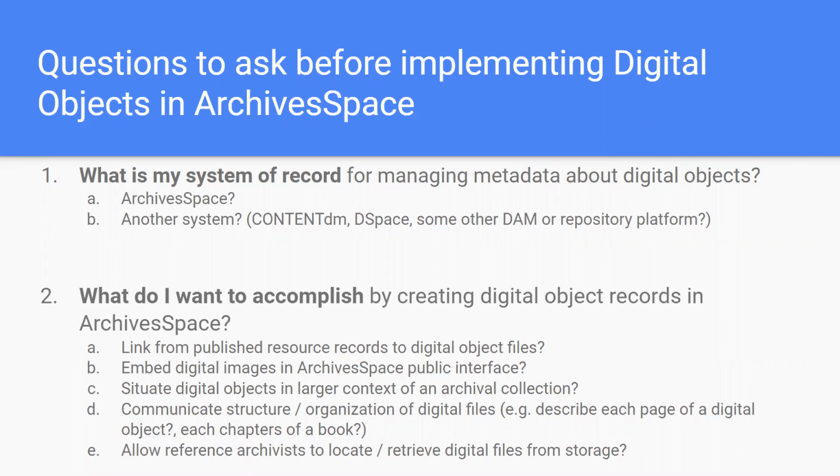So for example, do you want to describe each page of a digital object, if it's a multi-page object? Do you want to describe all the chapters in a digital book, something like that? And then another thing to think about is, would you want to use digital objects to allow reference archivists to locate and retrieve digital files from storage if patrons discovered digital object records in the ArchivesSpace public interface? So these are all things to think about as you're thinking about implementing the digital objects module.